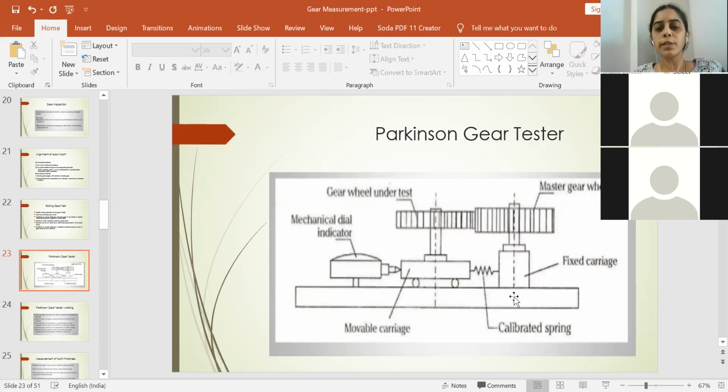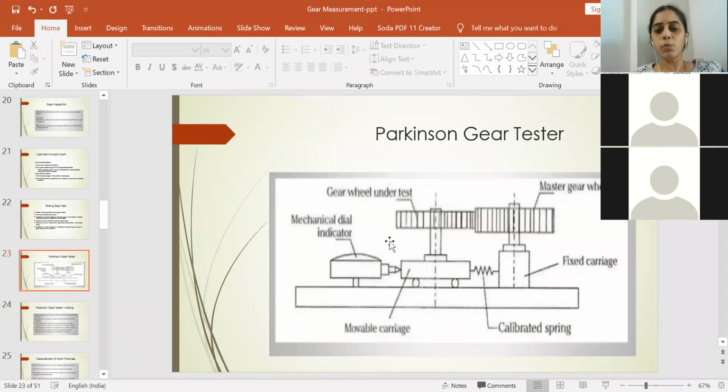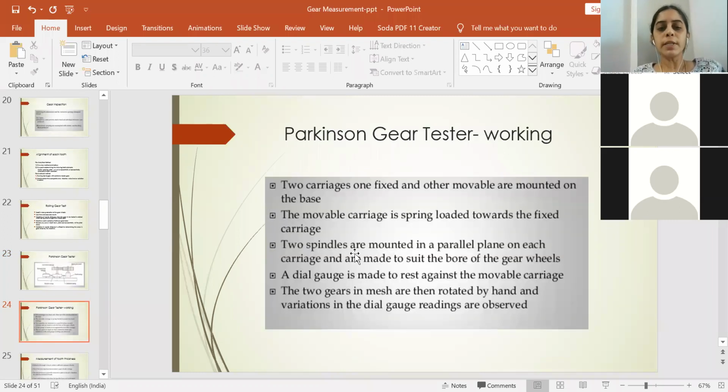So both are mounted on a common base. The movable carriage is spring loaded towards the fixed carriage. You can see this is the movable carriage. It is loaded by means of a calibrated spring against the fixed carriage. The two spindles are mounted in a parallel plane on each carriage.